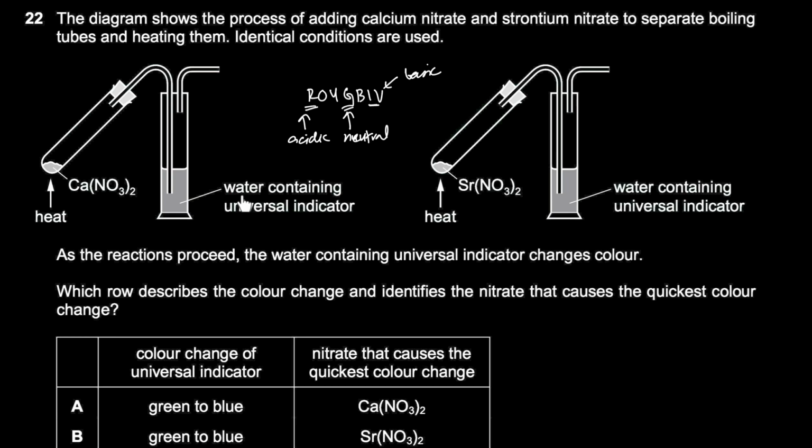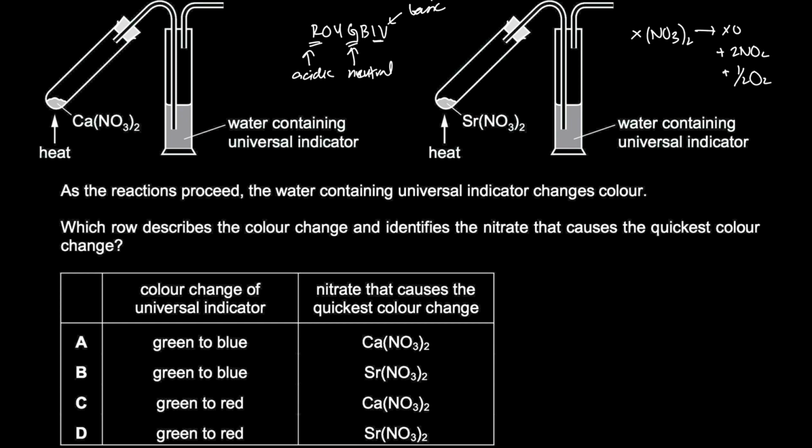So we're starting off with water, so the initial color is green. And when group 2 nitrates decompose, we get the oxide, we get nitrogen dioxide, and we get oxygen gas. Now nitrogen dioxide is an acidic gas. So we're starting with green because we have neutral water, and then we're adding nitrogen dioxide, which is making the water acidic. We're getting an acidic solution. So we have a color change from green to red, okay?